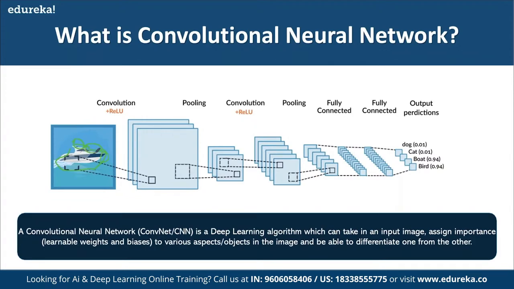They construct a bunch of feature maps. All these boxes you are seeing, these are feature maps from each convolution layer. And they are further passed to another convolution layer. So when they finally get to the fully connected layer and get to the output, they will have more insight into what the image is actually about.